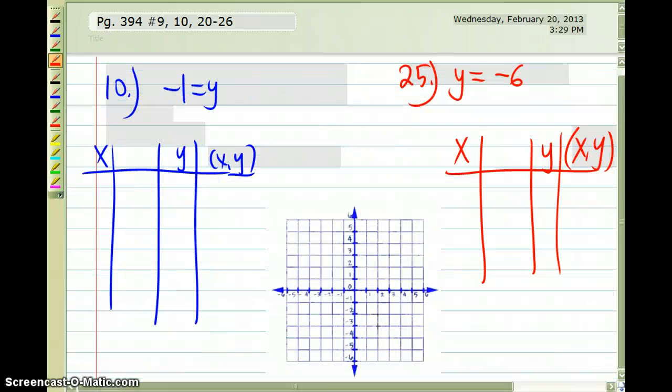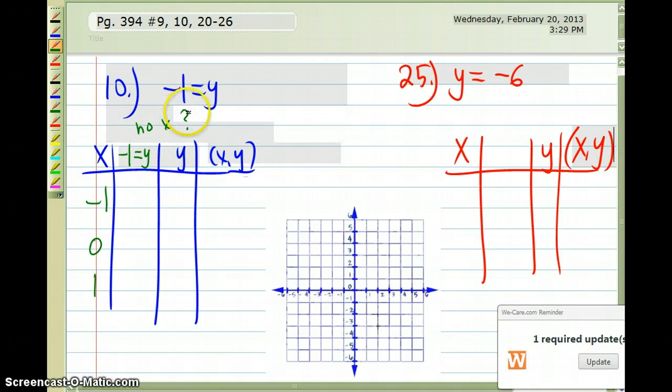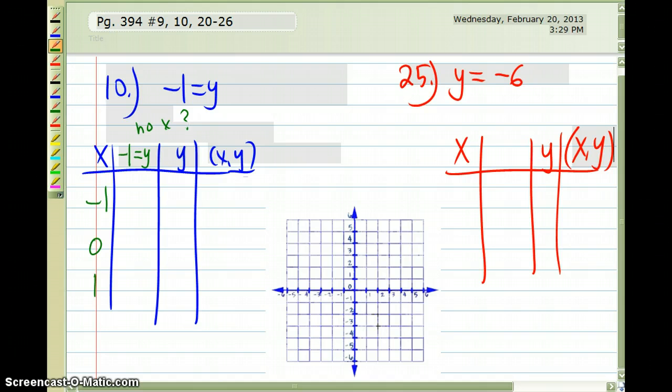Here is question number 10. Question number 10, I'm going to start with picking 3 x's. I'll choose negative 1 and 0 and positive 1. How about that? My equation says that negative 1 is equal to y, but I don't see an x. There's no x here. So what should I do if there's no x? Well, actually what this equation is saying is that y is always negative 1.